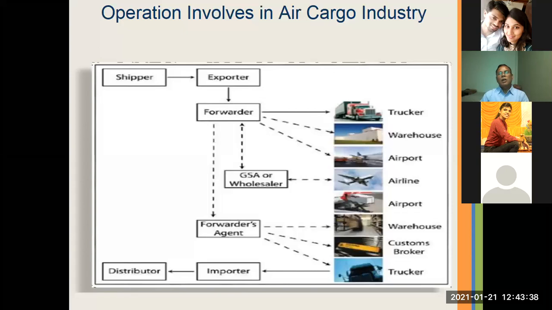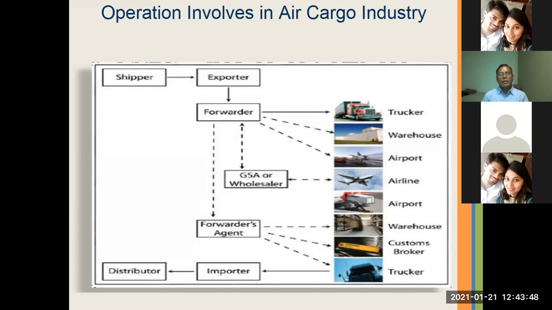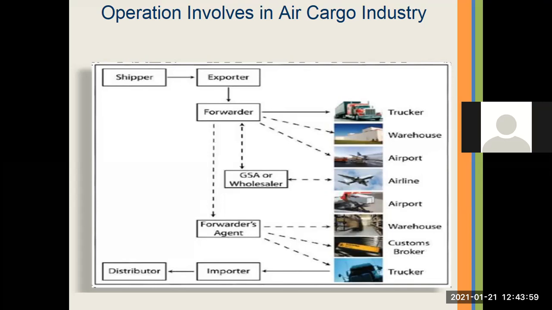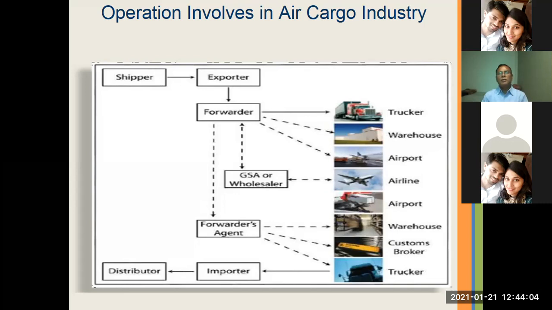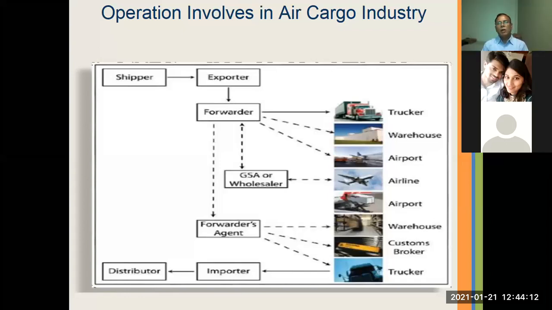In short, I want to discuss with the help of these small broader groups the agencies involved in operations in the air cargo industry. So first is the shipper. Shipper means the person who wants to export anything, or wants to send something. Then basically the shipper becomes the exporter when the item goes abroad, and in between that is the freight forwarder, called the freight forwarder.